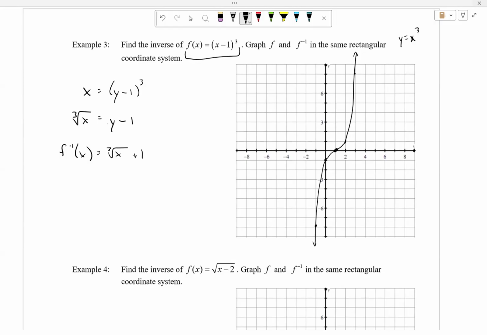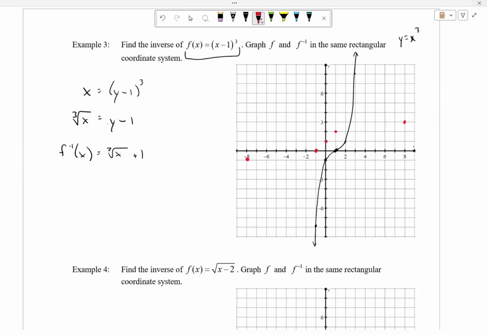We could already graph that just by taking the coordinates that we already have and flipping them. It's actually really pleasant to get an inverse function once you have the graph, in my opinion. So I think (1, 1) becomes (1, 1), (0, 1) becomes (1, 0), (2, 9) becomes (9, 2), (-1, 0) becomes (0, -1), (3, 8) becomes (8, 3). And then it was (-1, -8), (-8, -1).